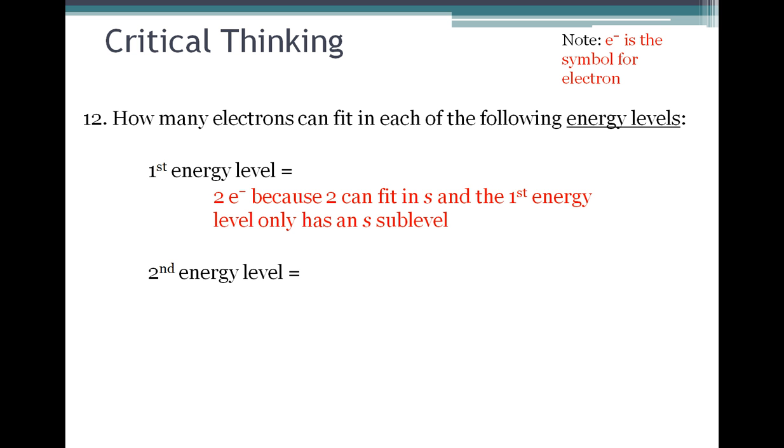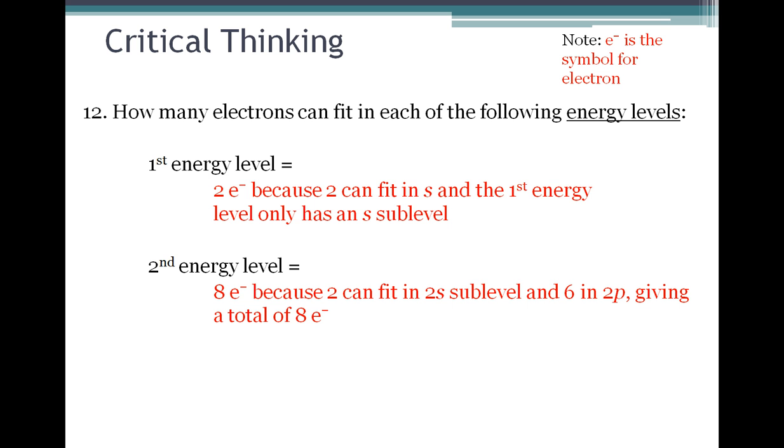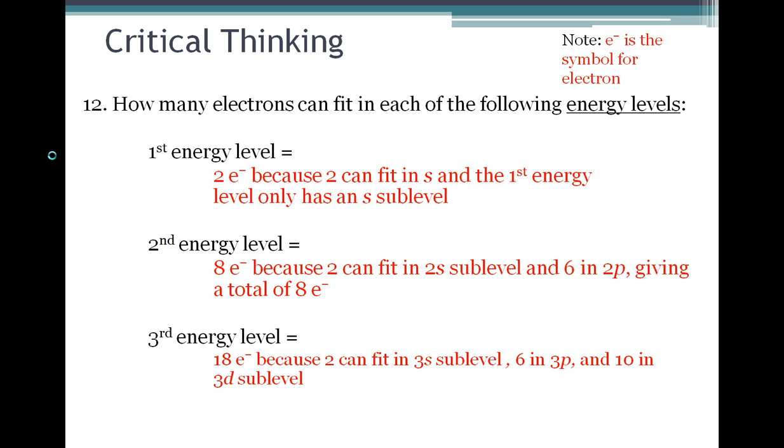For the second energy level, there are 8 electrons because 2 can fit in the 2s sublevel and 6 in the 2p sublevel, giving a total of 8 electrons. And for the third energy level, 18 electrons because 2 electrons can fit in the 3s sublevel, 6 in the 3p sublevel, and 10 in the 3d sublevel.